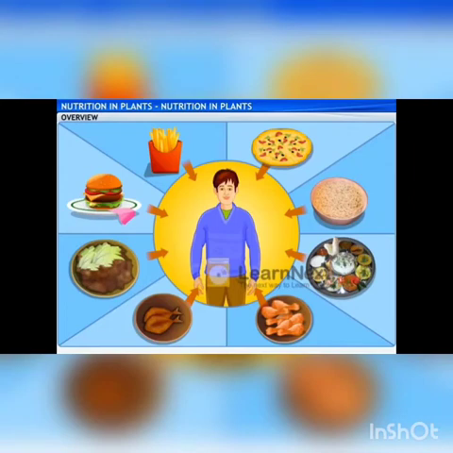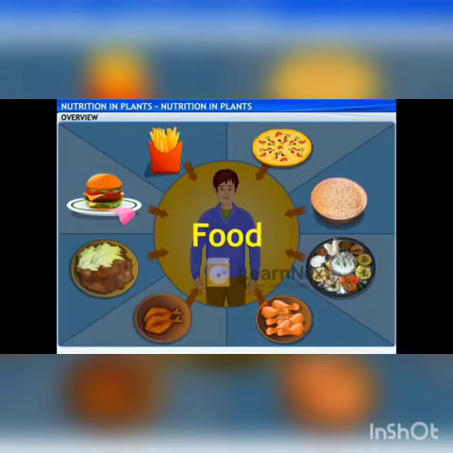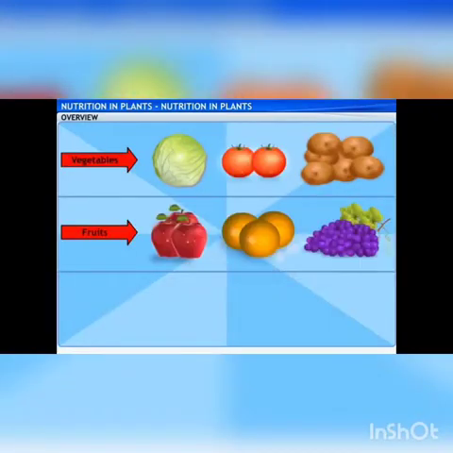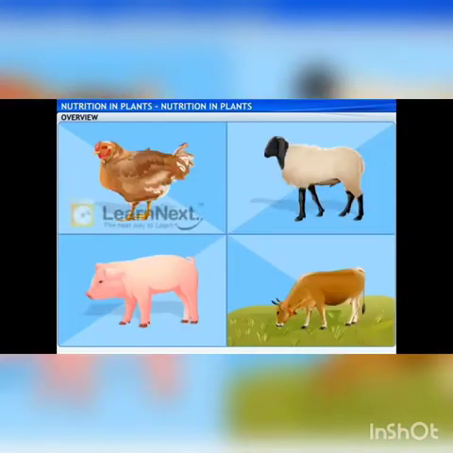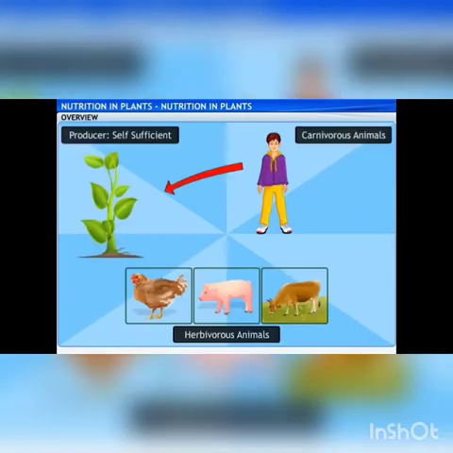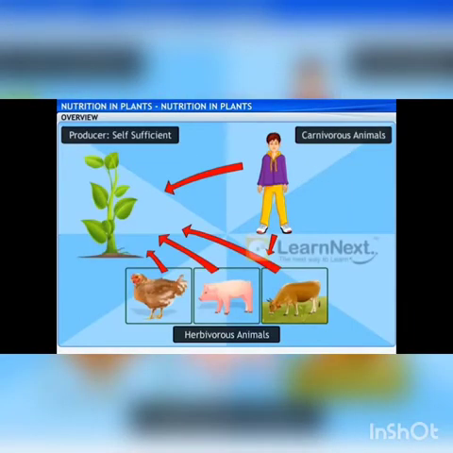We know where to get our nutrients from. We get them from food, right? Be it vegetables, fruits, or meat. Have you noticed that most of the animals that we consume as meat depend on plants for their nourishment? So, we can conclude that we are all directly or indirectly dependent on plants for our nutrition. But where do plants obtain their nutrients from?